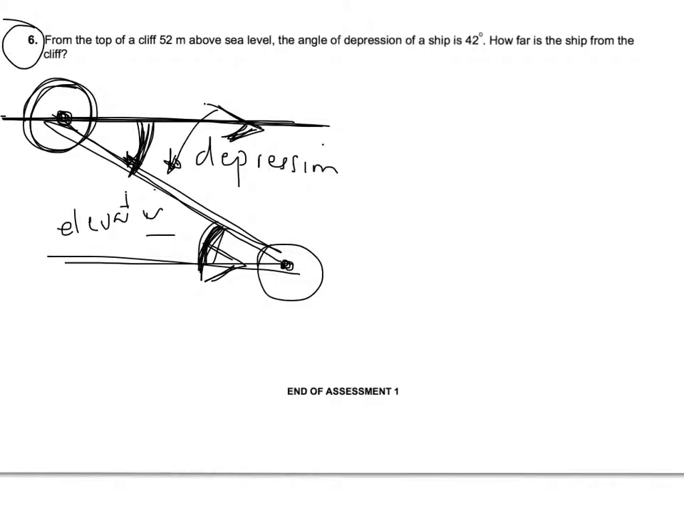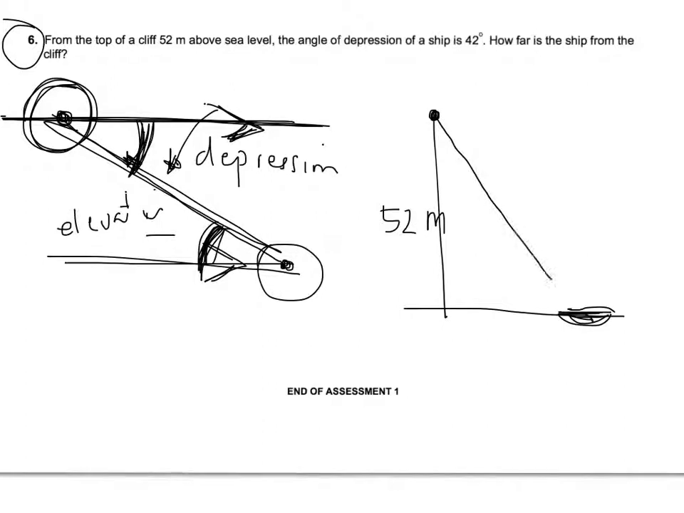From the top of a cliff 52 meters above sea level. So there's a 52 meter high cliff. Say this is the sea level. The angle of depression of a ship is 42 degrees. So the ship is on the ocean, suppose this is the ship, the angle of depression from the top of the cliff is 42. So the line of sight to the ship is this line. Can you follow?